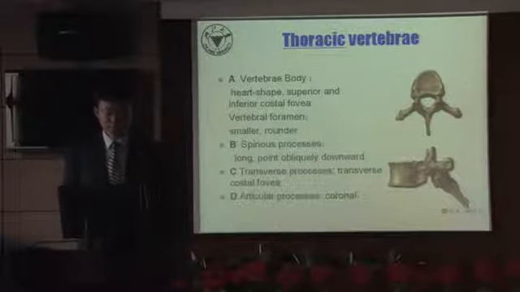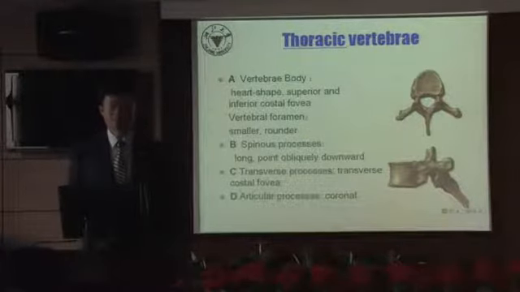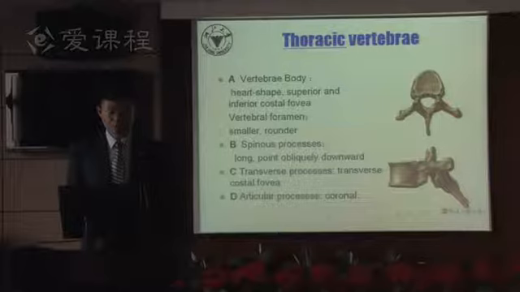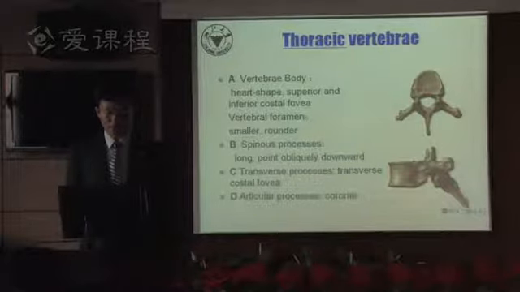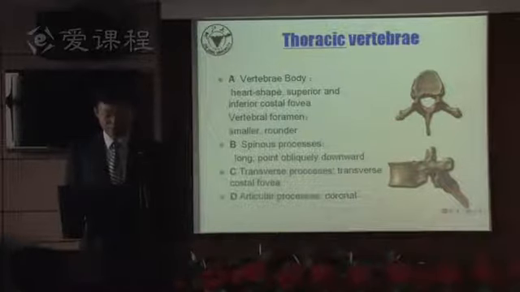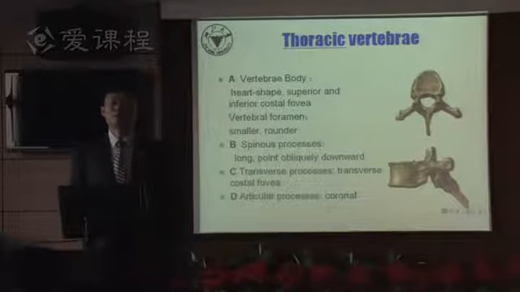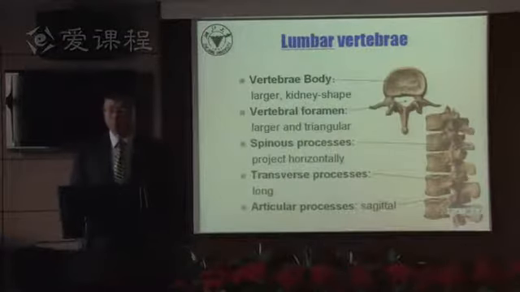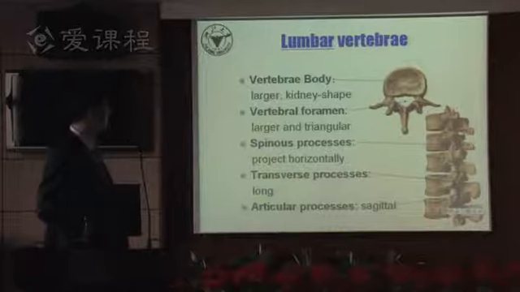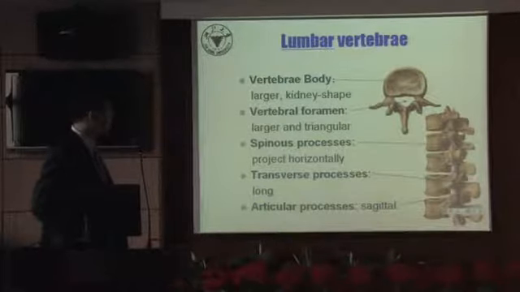Thoracic vertebrae: A, vertebral bodies; B, spinous processes; C, transverse processes; D, articular processes. A, vertebral bodies heart-shaped, with superior and inferior costal fovea, and vertebral foramen small and round. B, spinous process long, pointing obliquely downward. C, transverse process with transverse costal fovea, and the articular processes coronal. Lumbar vertebrae: this is vertebral bodies, vertebral foramen, spinous processes, transverse processes, articular processes.